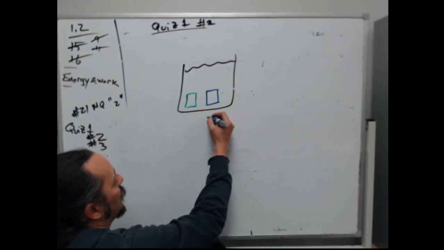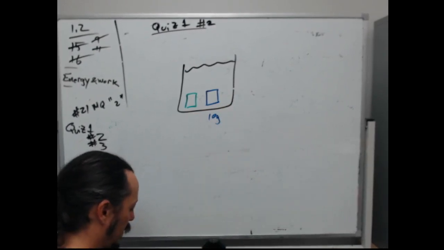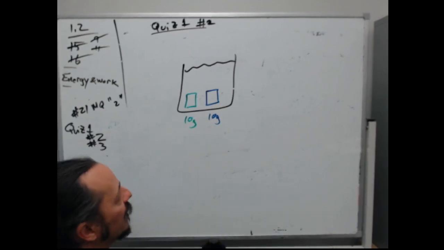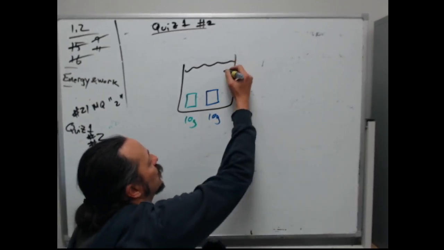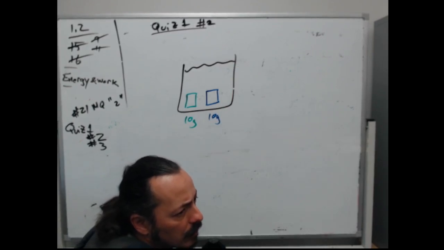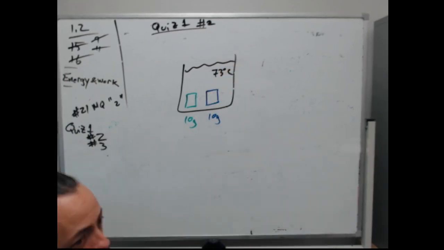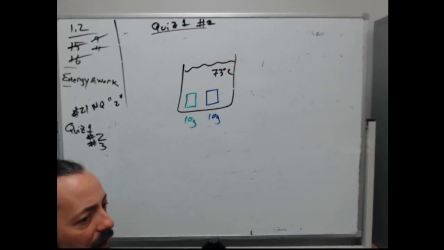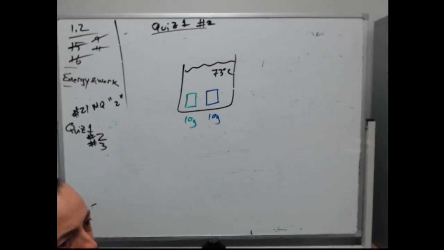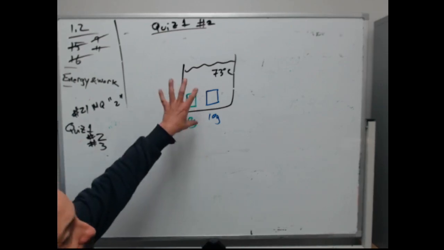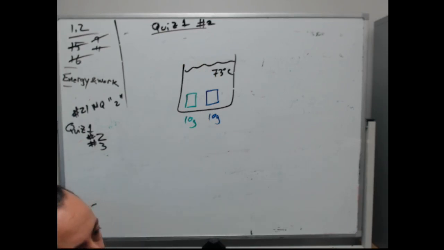Let's just say they're 10 grams each, 10 grams and 10 grams. The water is going to be heated to, what's your favorite number? 73. This is going to be at 73 degrees Celsius. Right, so both of those pieces of metal are going to end up at 73 degrees Celsius. Heat capacity tells us how much energy we need to put into these different pieces of metal to get them to 73 degrees Celsius.